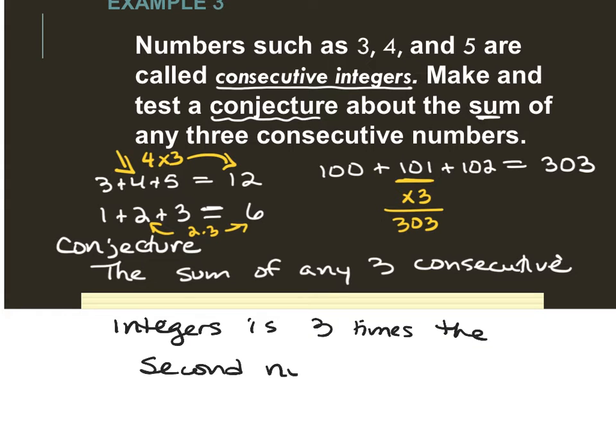That is my statement, or my conjecture, about the pattern that I've seen with the sum of the 3 consecutive integers and how it will equal the second number times 3.